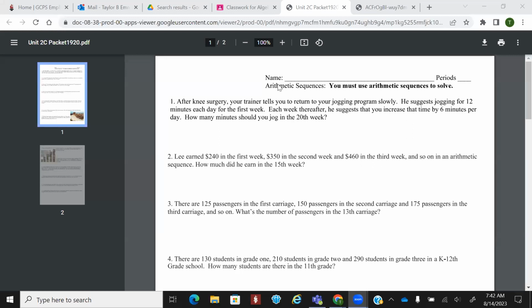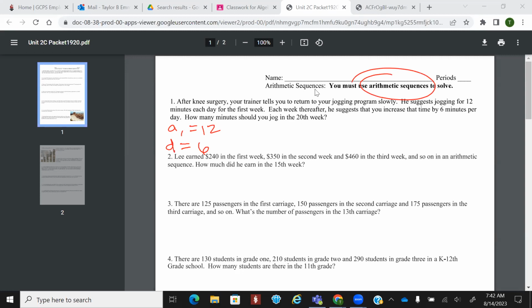So on this one, it says, after knee surgery, your trainer tells you to return to your jogging program slowly. He suggests jogging for 12 minutes each day for the first week. Each week thereafter, he suggests that you increase that time by 6 minutes per day. How many minutes should you jog in the 20th week? Okay, so really quick, we're going to use our arithmetic sequence. We're probably going to use the explicit formula just to help us, right? So what's our initial? How much do we start off with? 12. And what's our difference each time?